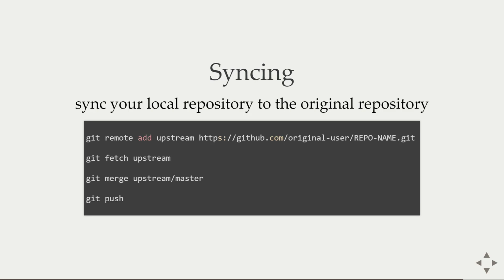So the way to fix this is you run git remote add upstream and you give it whatever URL you originally forked it from. Then from there I can do a git fetch upstream, pull in all the changes, and then tell it where I want to merge. So for the current branch I'm on, I want to merge the upstream master branch into my current branch. And then when I do a git push, it will sync everything back up into my GitHub repository.